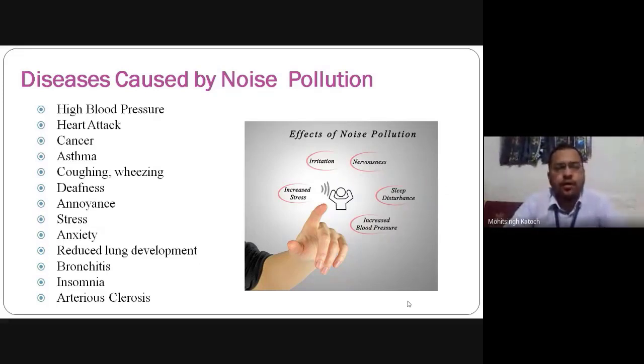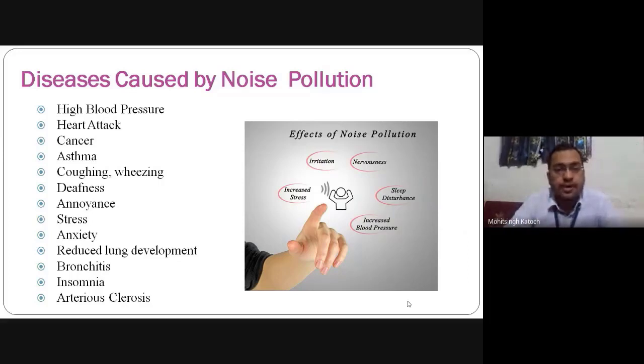We will now have a look at various diseases which are caused by noise pollution. These diseases are as follows. First one is high blood pressure. Next is heart attack, cancer, asthma, coughing and wheezing, deafness, annoyance, stress, anxiety, reduced lung development, bronchitis, insomnia, arteriosclerosis, and the list is, I think, never ending.